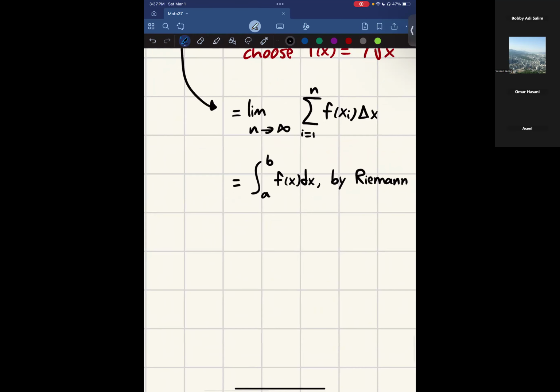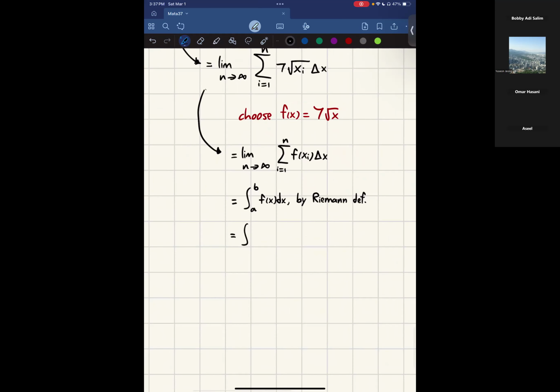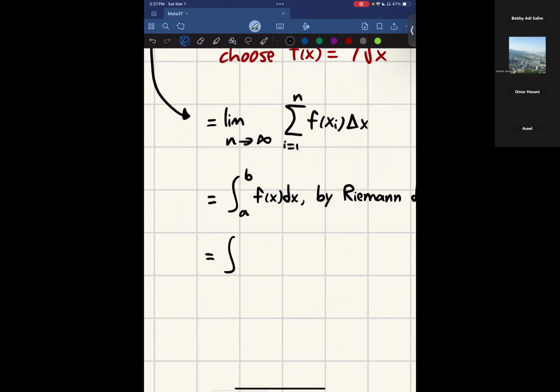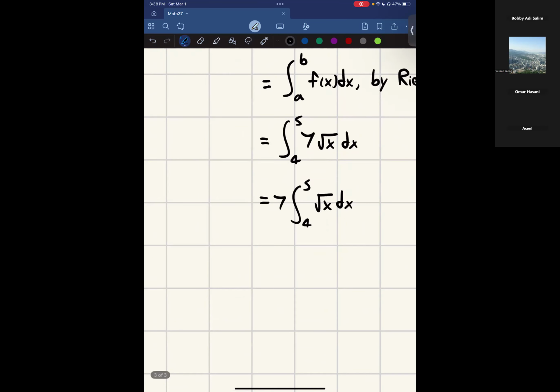So now we could just sub in what we know everything here is. Our a, we found above, is equal to 4, our b is equal to 5, and our f of x is equal to 7 root x. This is going to be the integral from 4 to 5 of 7 root x dx. While I know this is computable, we may as well just pull a 7 out here, because why not? Okay. What would the antiderivative here be?